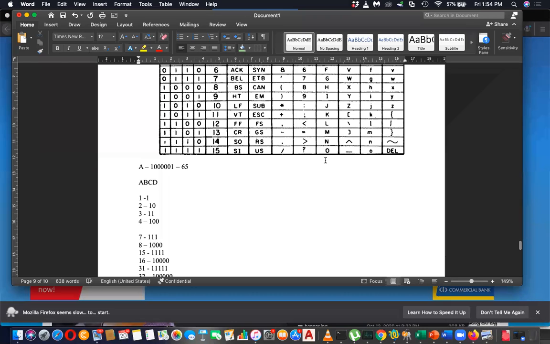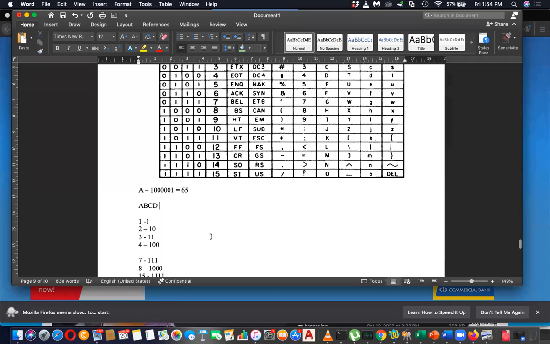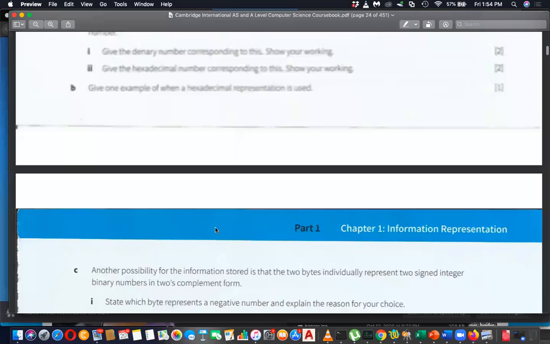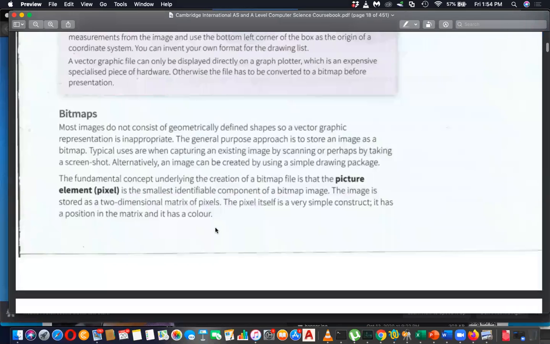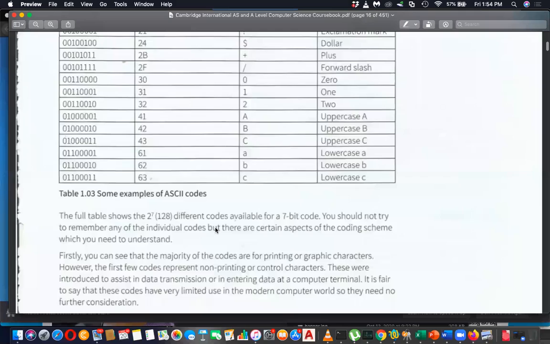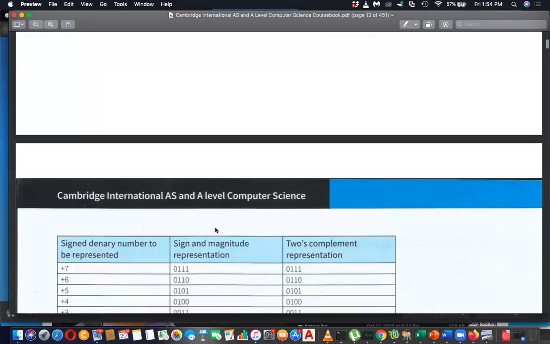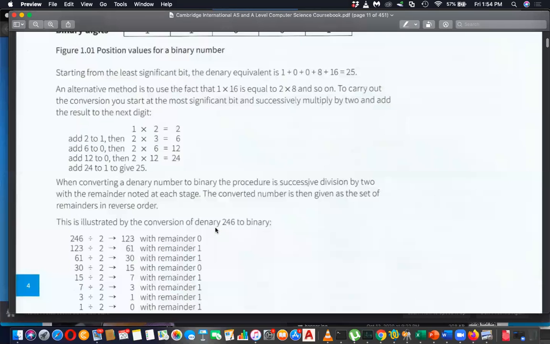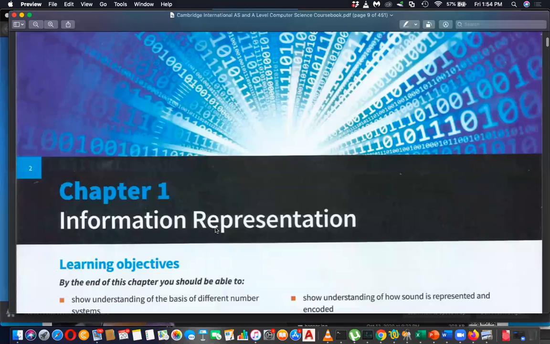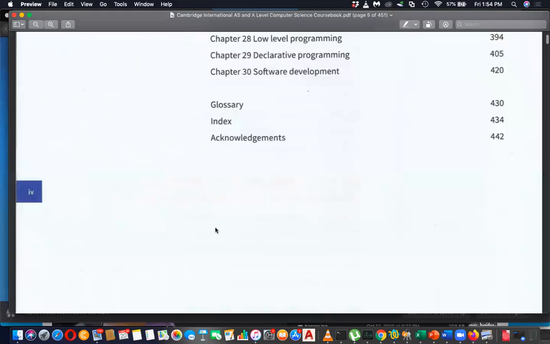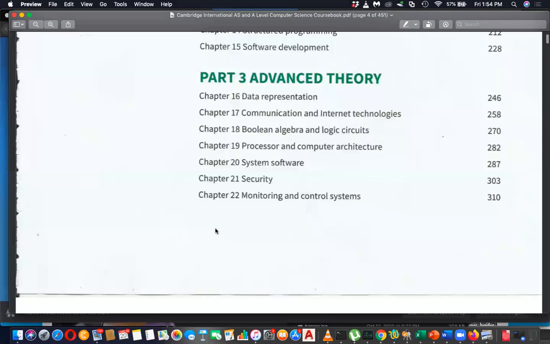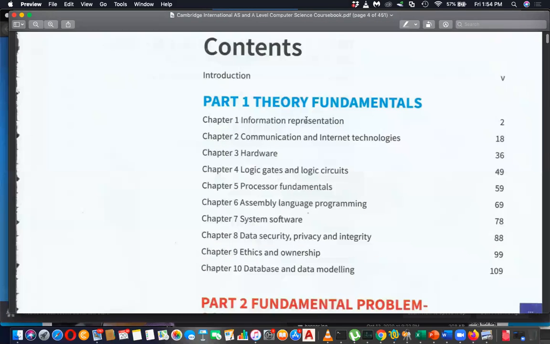I'll share this note with you and in your book actually. So then it indicates these sections. Today we have discussed these topics. So let's go back to our table of contents. Still we are in information representation.